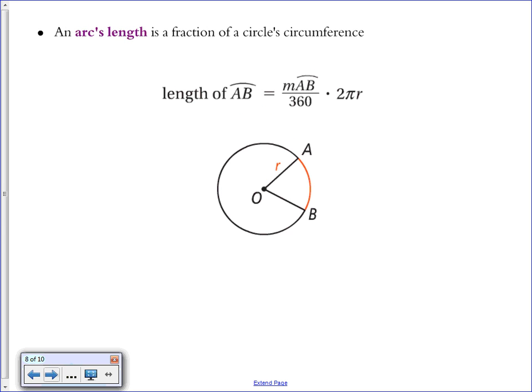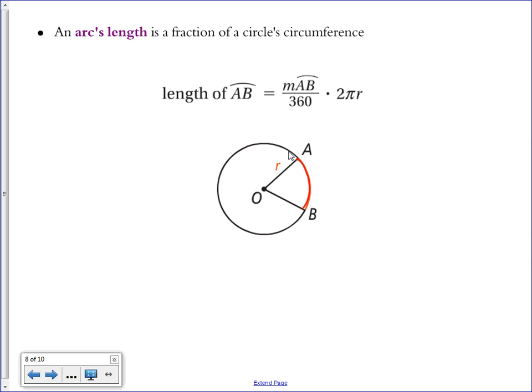An arc length, so now we're talking about the length of the arc, like in this picture AB, which is not the same as the measure of the arc. Measures of an arc are degrees. The length of an arc actually depends on how big your circle is, so it's going to depend on the radius. It's just a fraction of the circle's entire circumference. So the question is, what fraction?